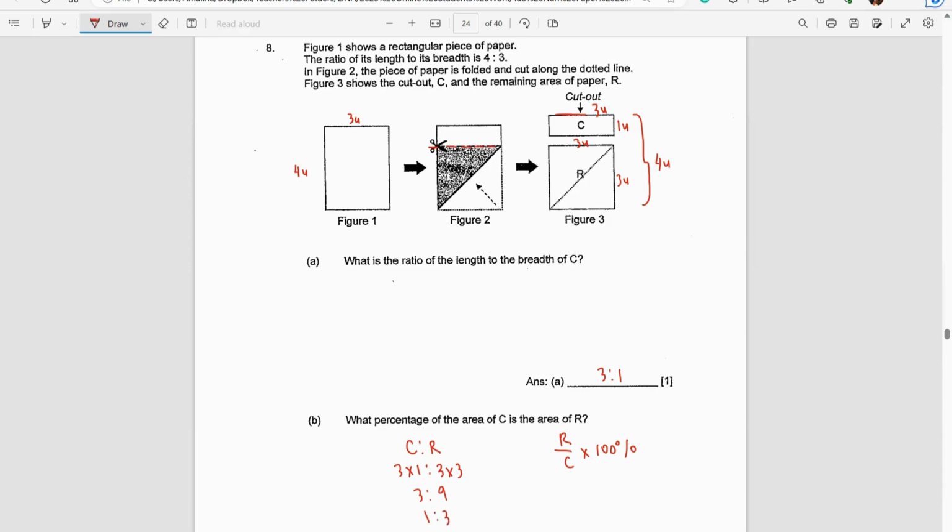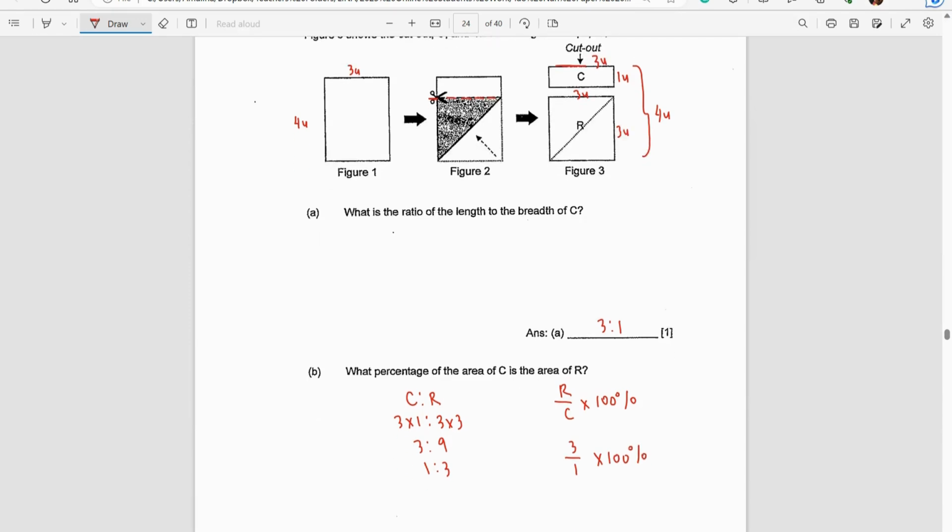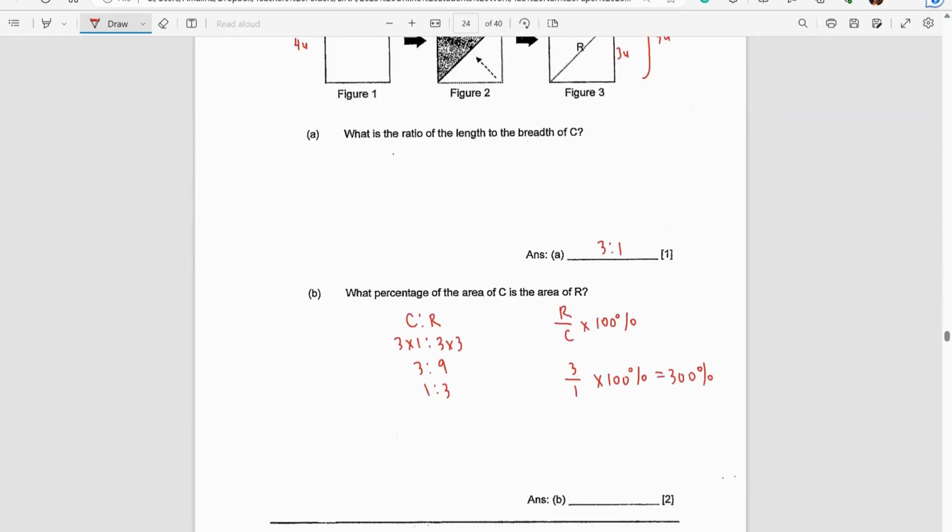In other words, the area of R is 3 times the area of C. So if I want to find my percentage, I will take R, 3/1 times 100%. That will give us 300%. So my answer for this will be 300%.